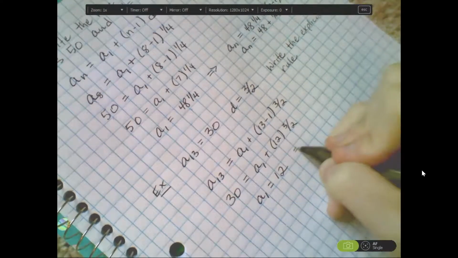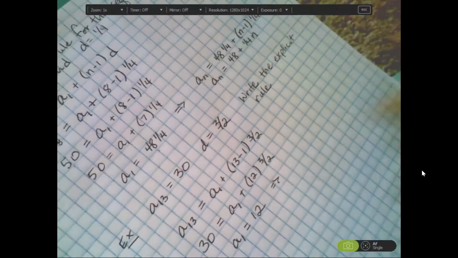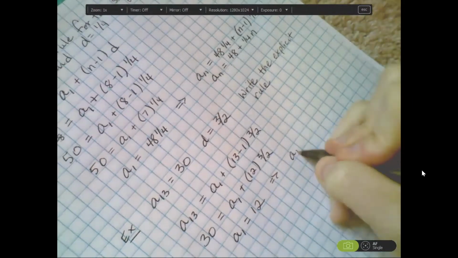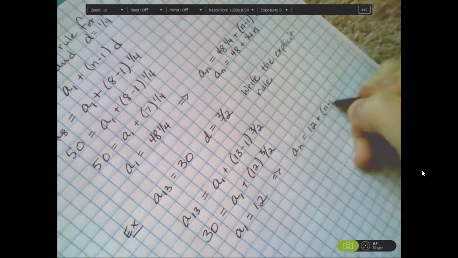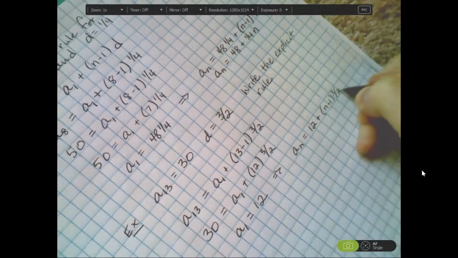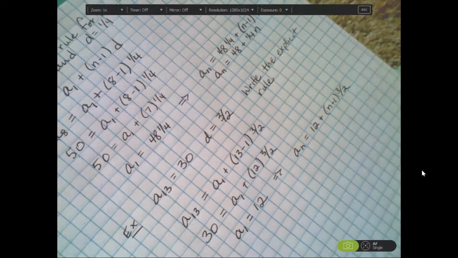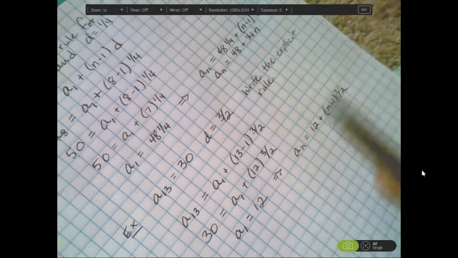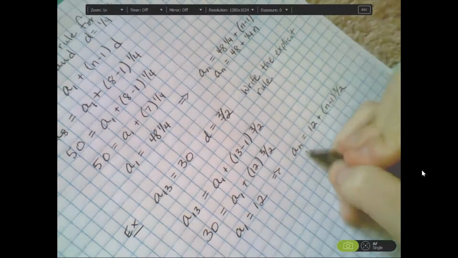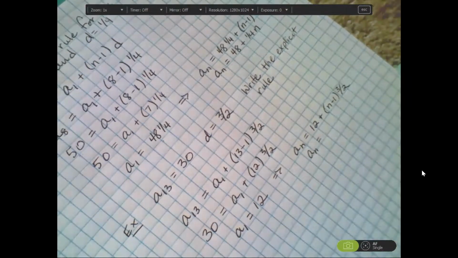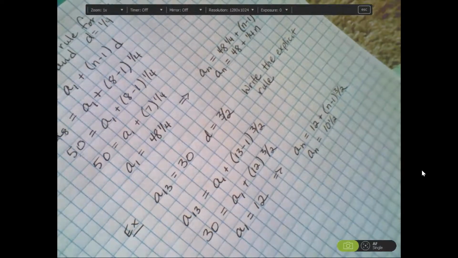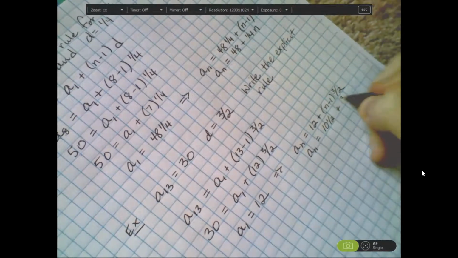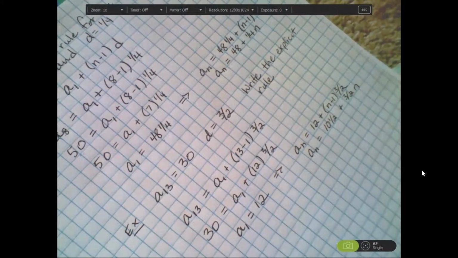And then if I want to come over here and write my explicit rule, my first number is 12. My common difference is 3/2. I'm going to distribute my 3/2, simplify some stuff around, and I believe this one turns out to be 10.5 plus 3/2 n.